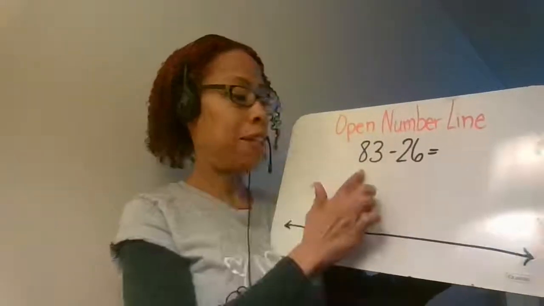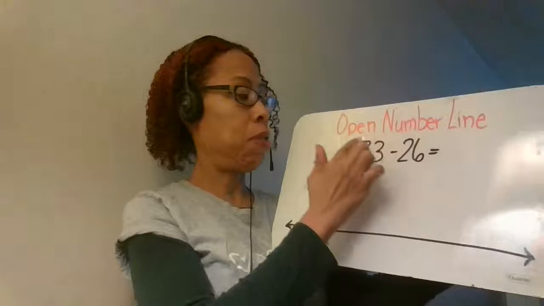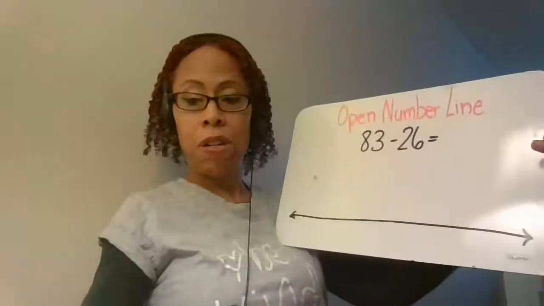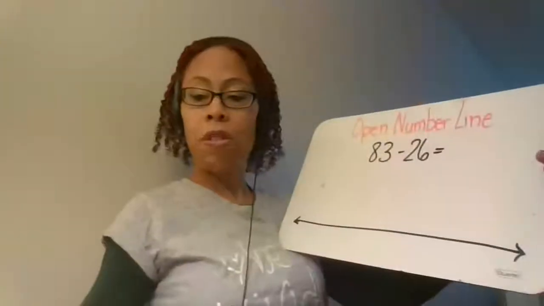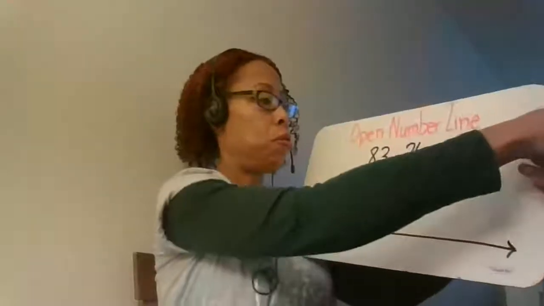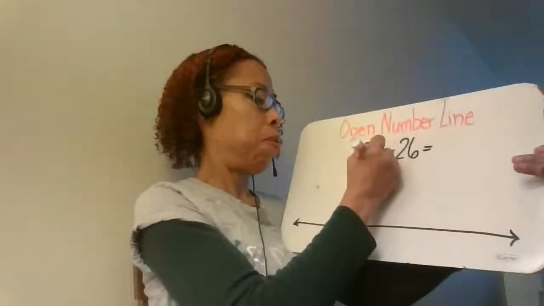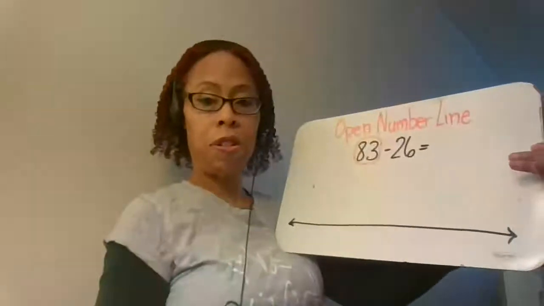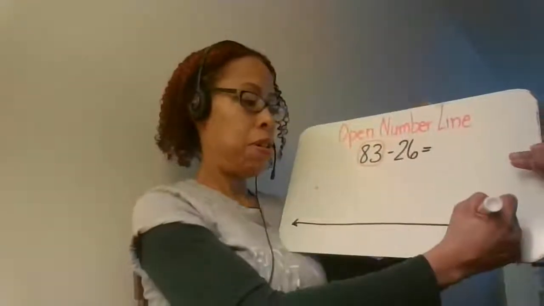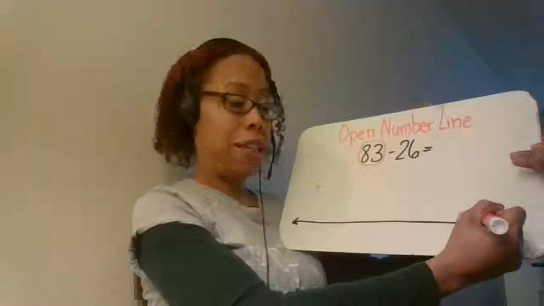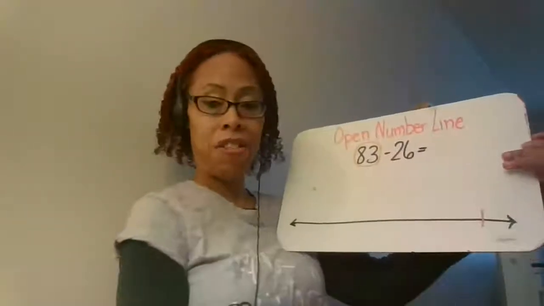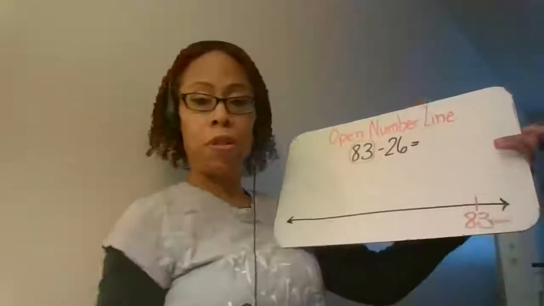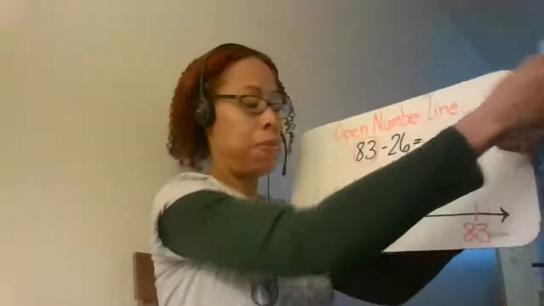Today we're going to be subtracting two two-digit numbers using the open number line strategy. All right, when we're using the open number line strategy, we want to circle the first number, which is the largest number in subtraction. And at the very far right of our number line, we're going to place a hash mark and then write that number that is circled. In this case, it is 83.